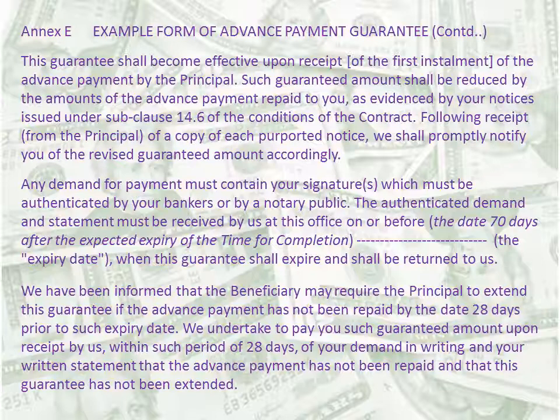And also the example says, we have been informed that the beneficiary may require that the principal extend this guarantee if the advance payment has not been repaid by the date 28 days prior to such expiry date. We undertake to pay you such guaranteed amount upon receipt by us within such period of 28 days of your demand in writing and your written statement that the advance payment has not been repaid and that this guarantee has not been extended. So this paragraph is for the requirement of the renewal of advance payment as per the clause before the time for completion.